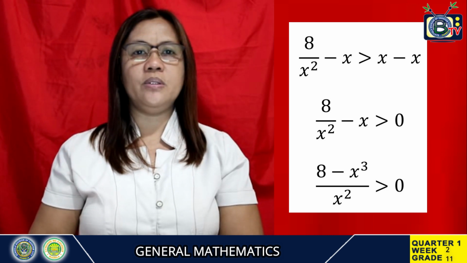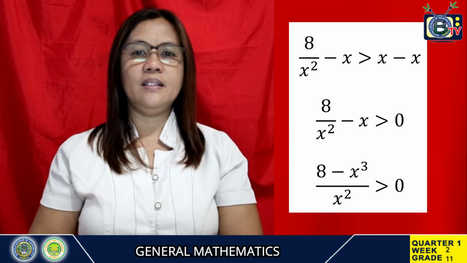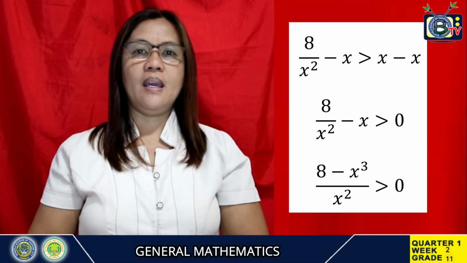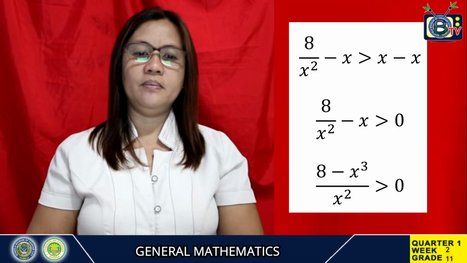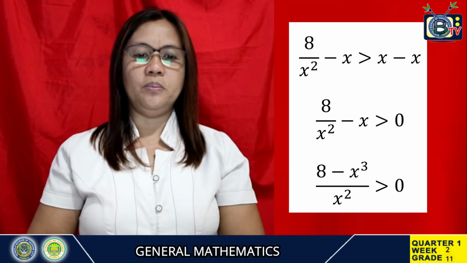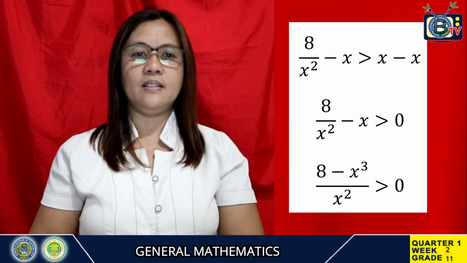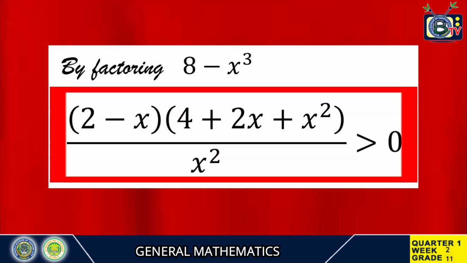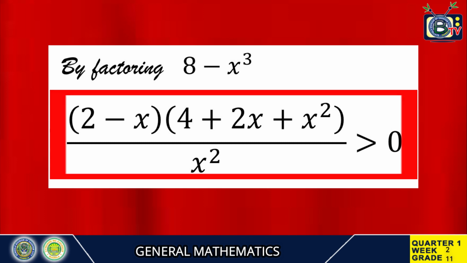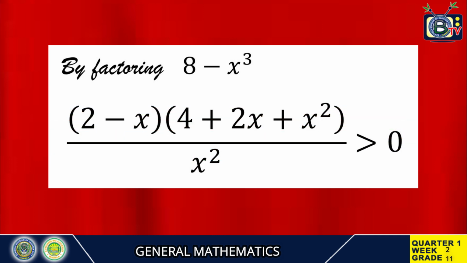8 over x squared minus x is greater than x minus x, and so 8 over x squared minus x is greater than 0. Then (8 minus x cubed) over x squared is greater than 0. By factoring 8 minus x cubed, we have (2 minus x) times (4 plus 2x plus x squared) over x squared is greater than 0.